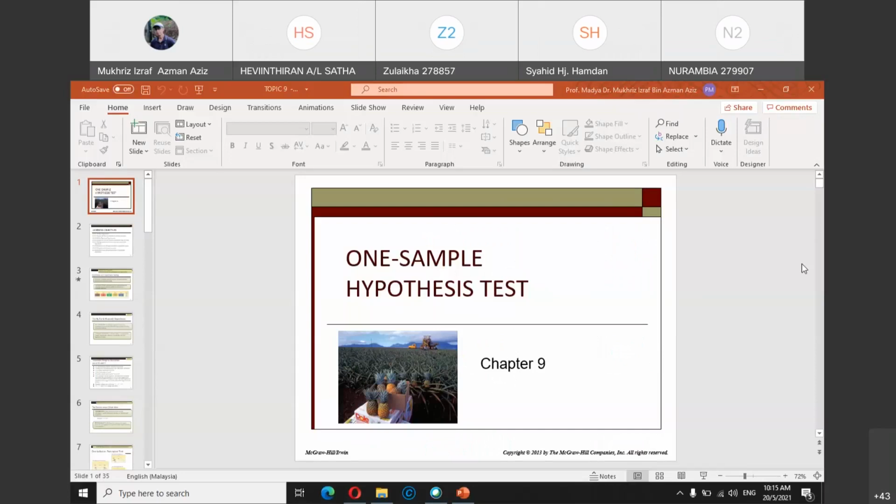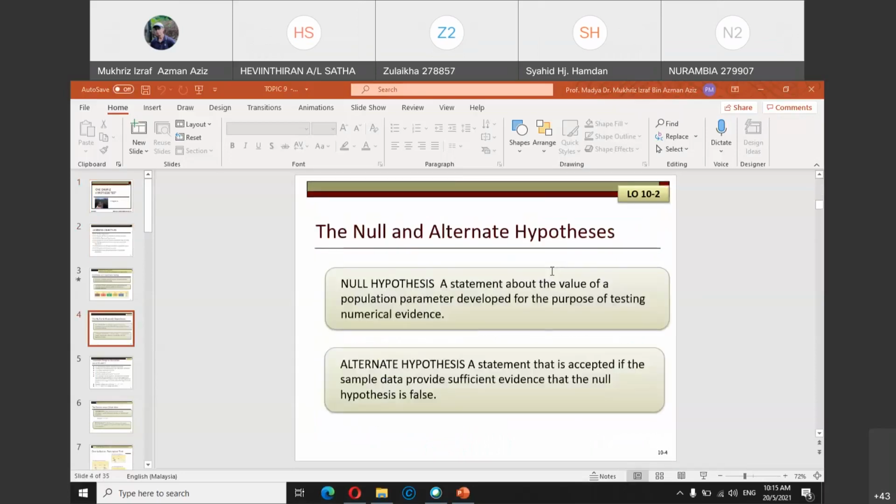So last Monday, I introduced to you what is hypothesis testing. I just want to sum up because I'm sure many of you still do not understand the concept of what is hypothesis testing, what is null hypothesis, what is alternate hypothesis. So I will just briefly explain in the next 2 or 3 minutes again.